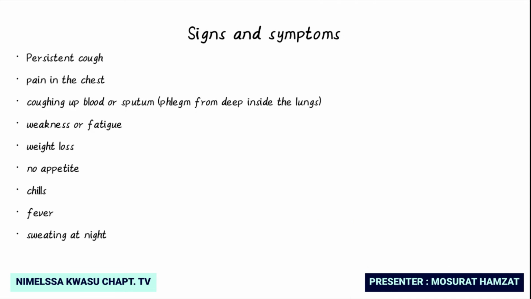Now, what are the major signs and symptoms? We have chronic cough, yes, chronic cough with blood. The person begins to spit blood, and also pain in the chest, weakness or fatigue, weight loss, appetite loss, chills, fever, and sweating at night. Those are the signs and symptoms.